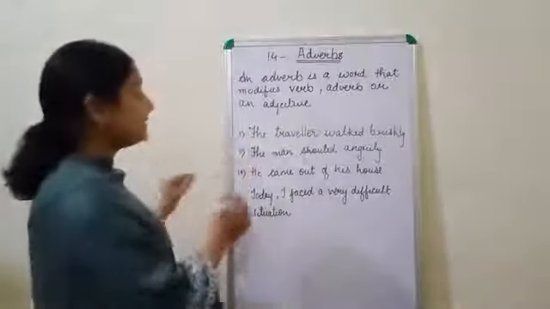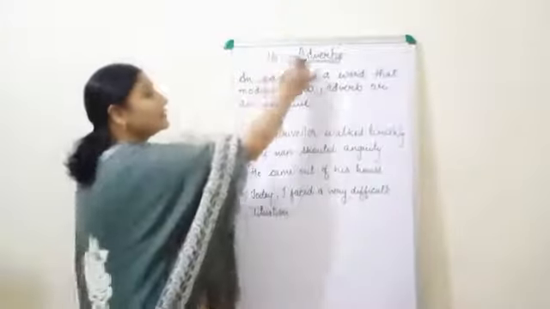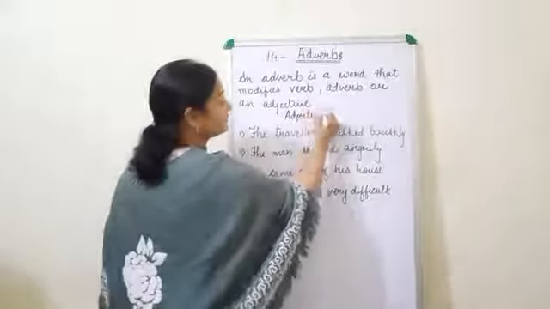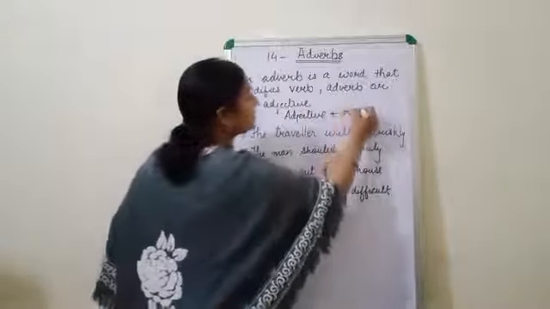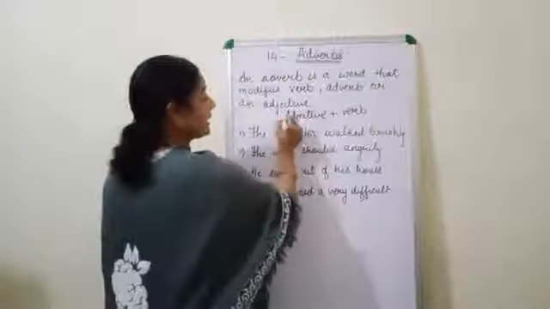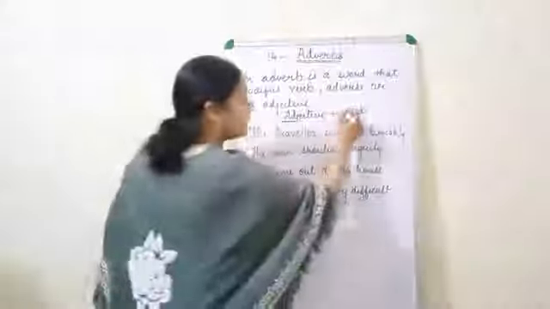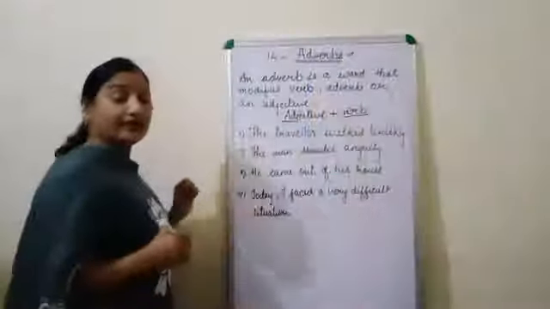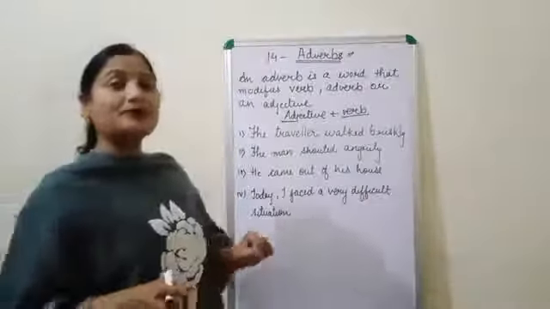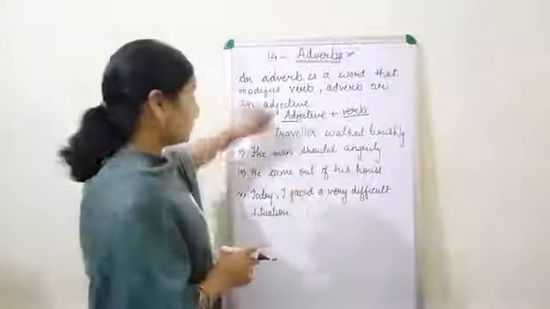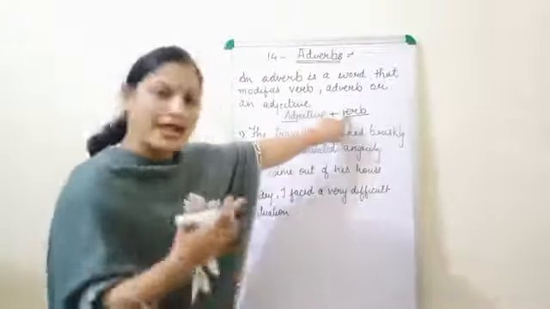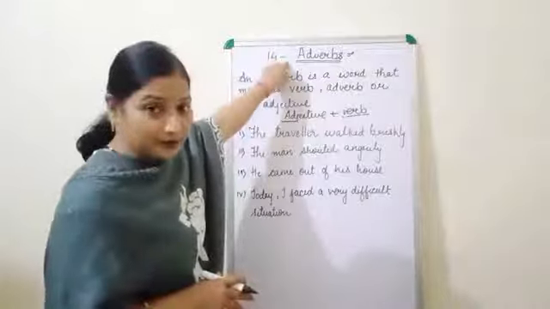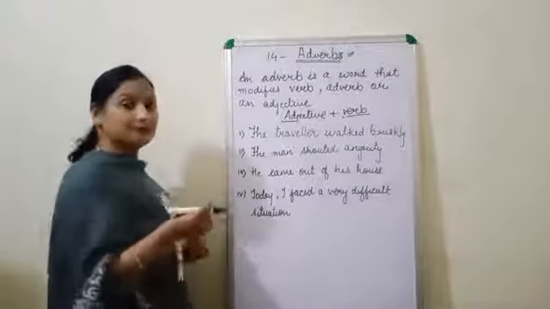So from the name itself, children, it is clear that the word adverb has come from adjective plus verb. Okay? So we took AD from the adjective, and we took the whole verb and got a new word that is called adverb. So any word which tells something about your adjective, verb as well as adverb itself is called an adverb. Clear? Now see some examples.